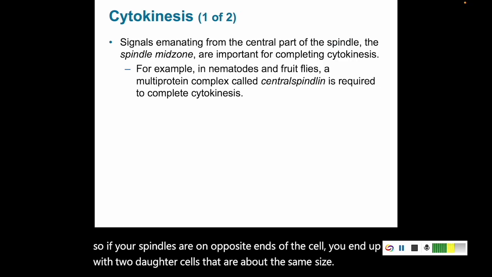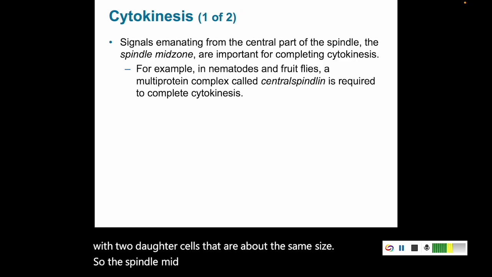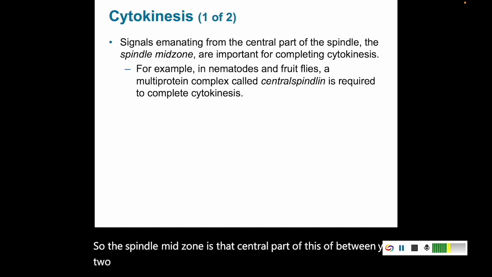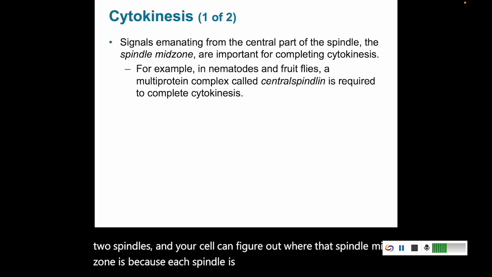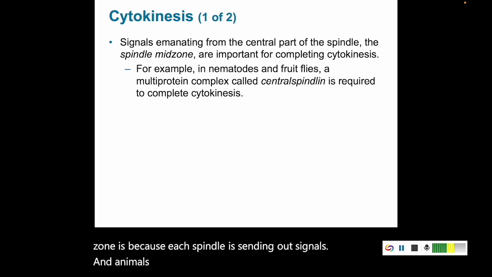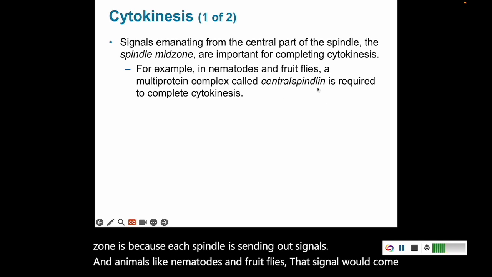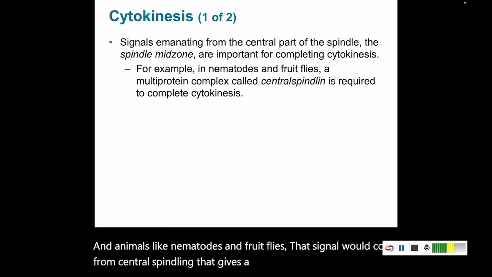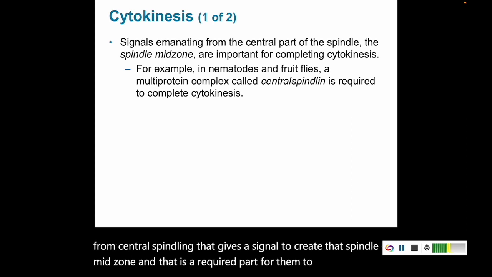So the spindle midzone is that central part between your two spindles. And your cell can figure out where that spindle midzone is because each spindle is sending out signals. In animals like nematodes and fruit flies, that signal would come from centralspindlin that gives a signal to create that spindle midzone. And that is a required part for them to be able to complete the steps of cytokinesis.